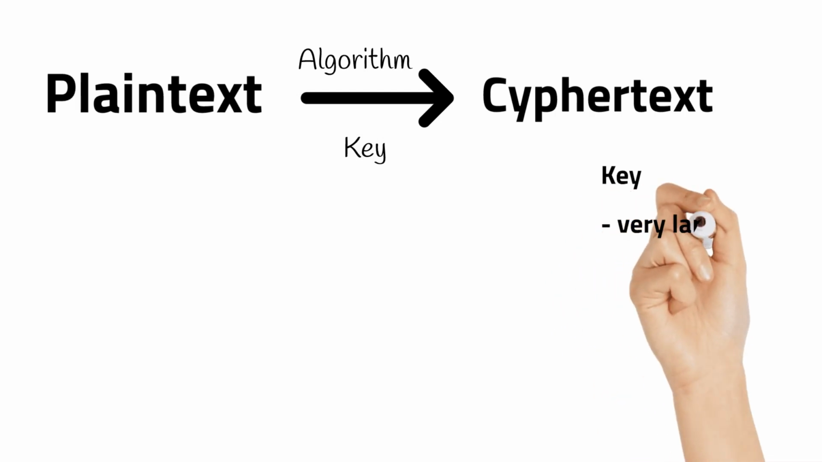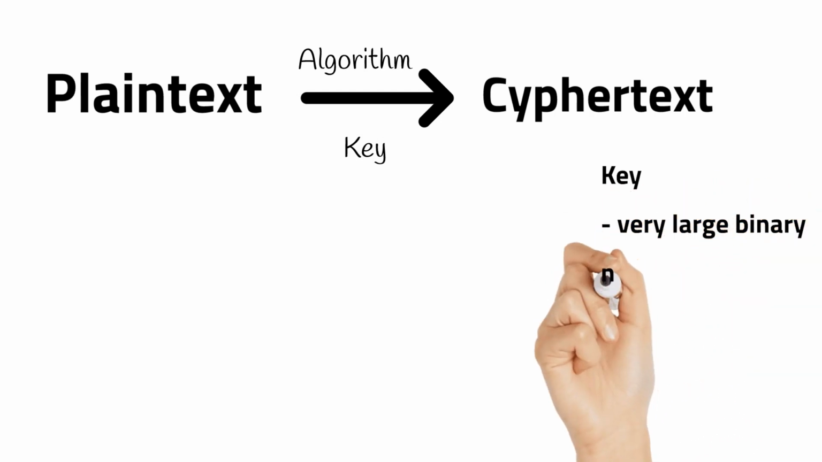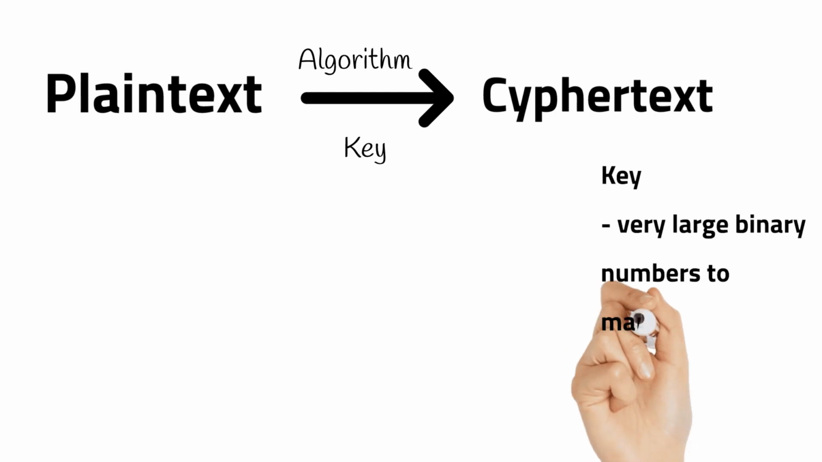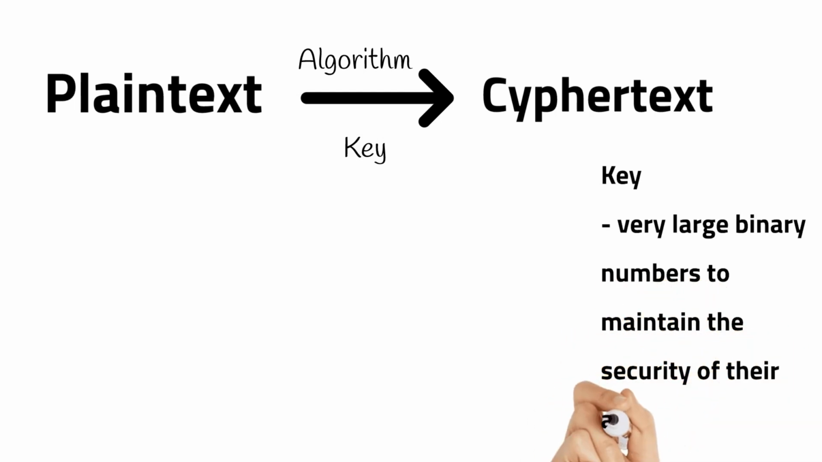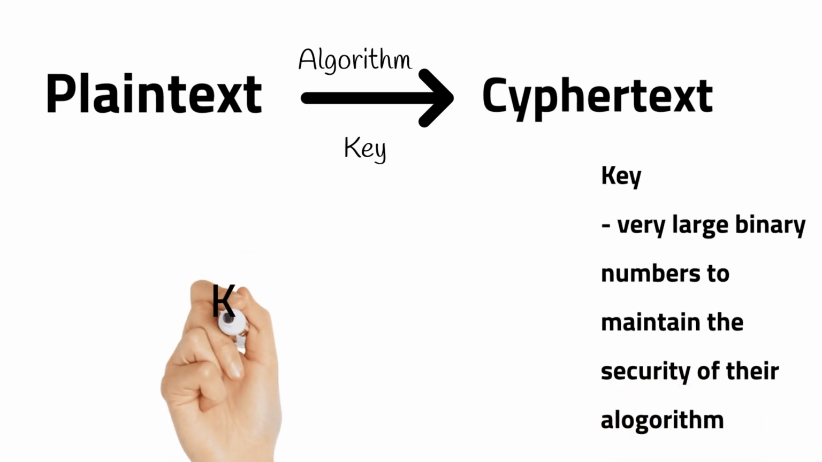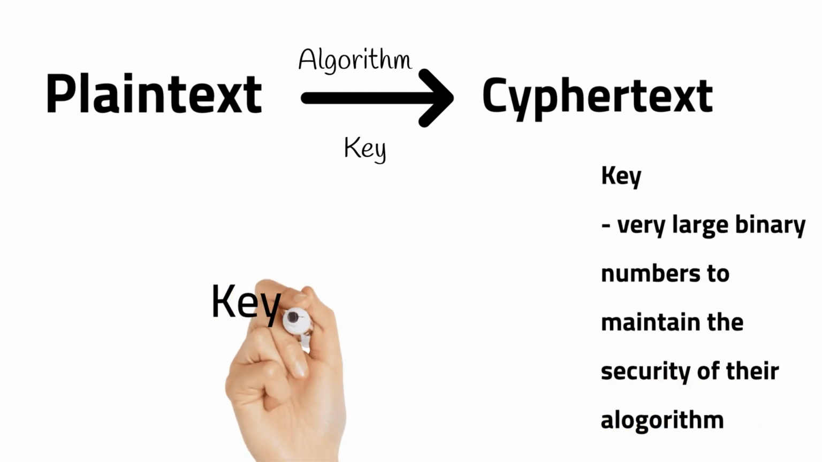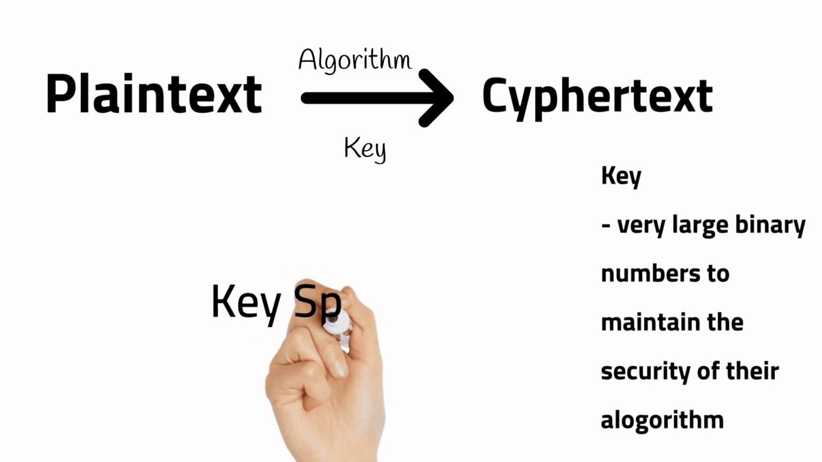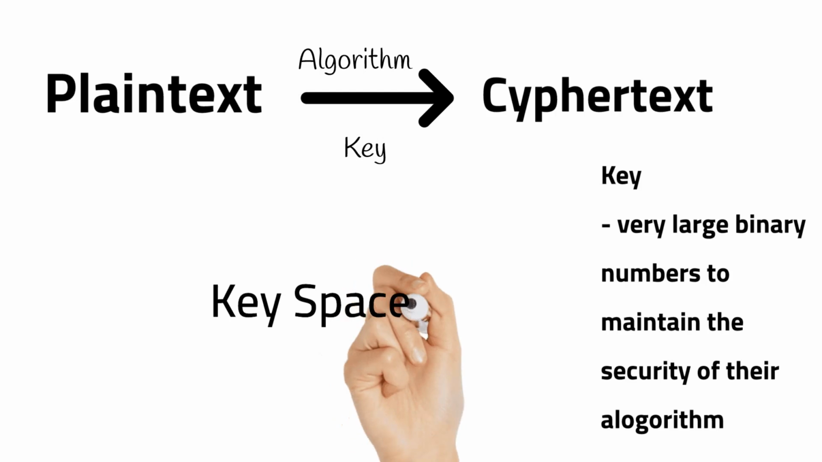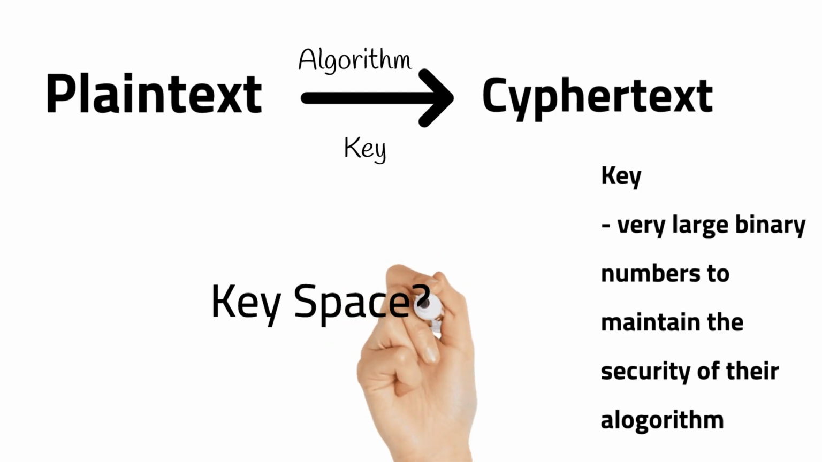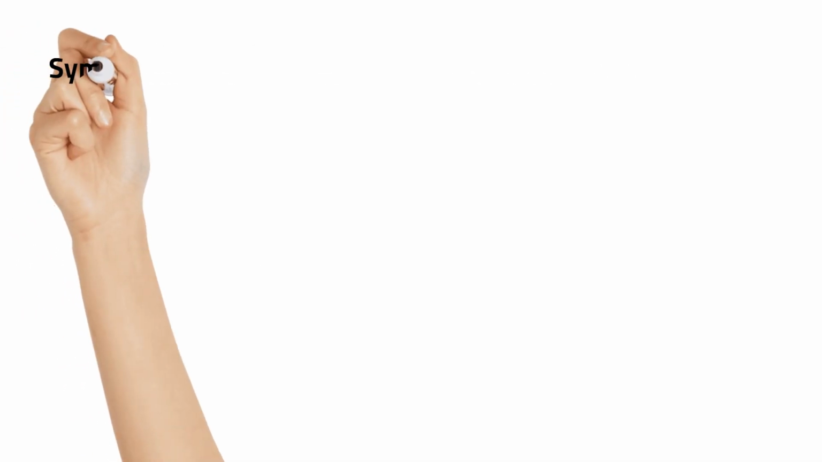All cryptographic algorithms rely on keys. What is key? The key is nothing but a very large binary number. This is used to maintain their security. What is key space? It is the range of values that are valid for use as a key for a specific algorithm. See, there are different types of algorithm.